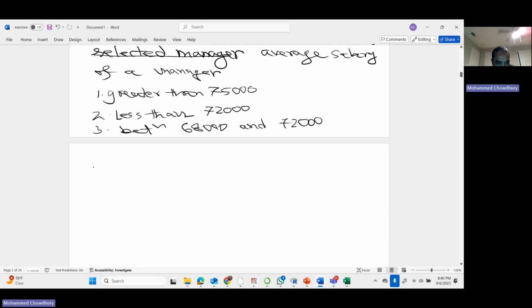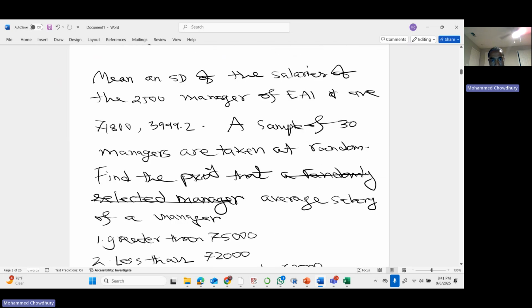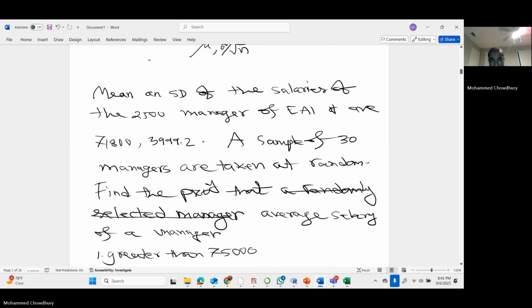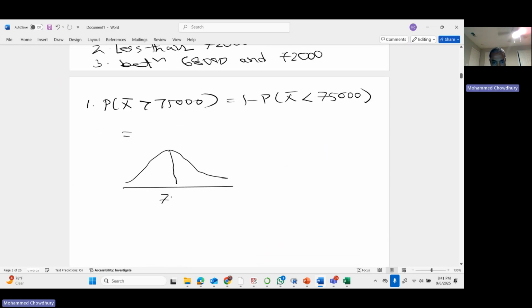So the answer, the first one is the probability of X bar greater than 75,000, which is equal to 1 minus the probability of X bar less than 75,000, which I can compute. If someone asks me to draw the figure, it is this. The original salary mean was 71,800.